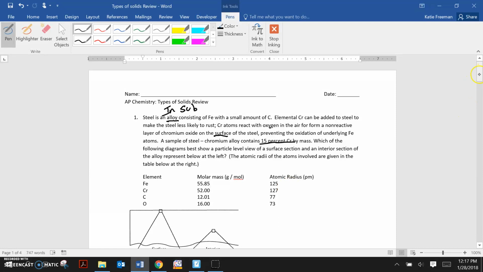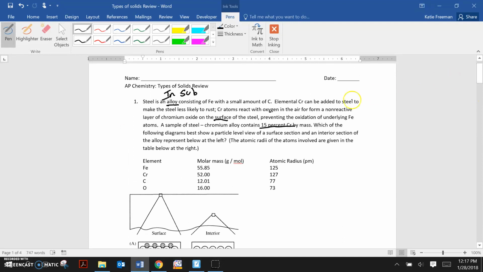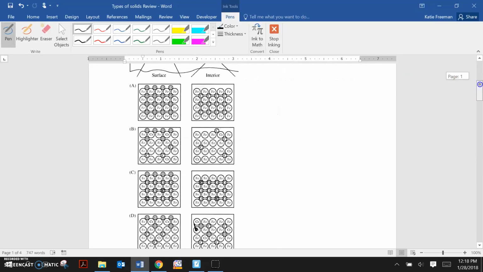So let's go through and look at our pictures and see what we can come up with. First off, we're told that this left-hand side is surface level. So if we go back up and read what we're looking for here, at the surface we're looking for this chromium oxide that they're referring to as a layer on the top. And then we're also looking for iron and carbon to be in the interior layer, which is our right-hand picture.